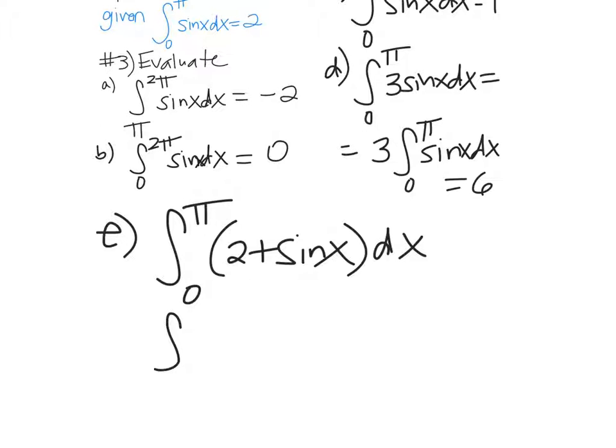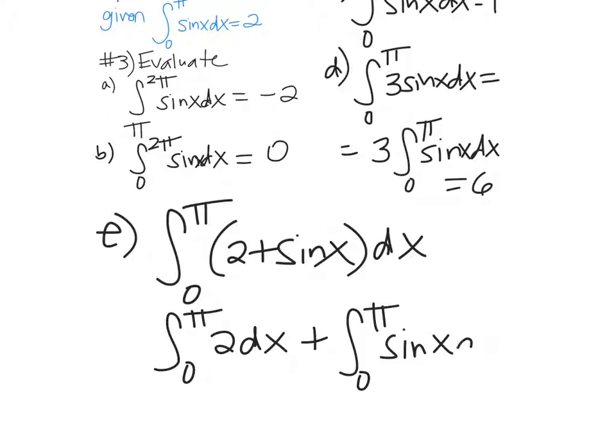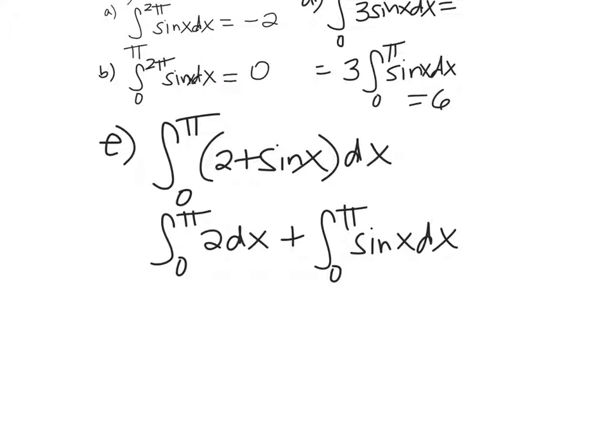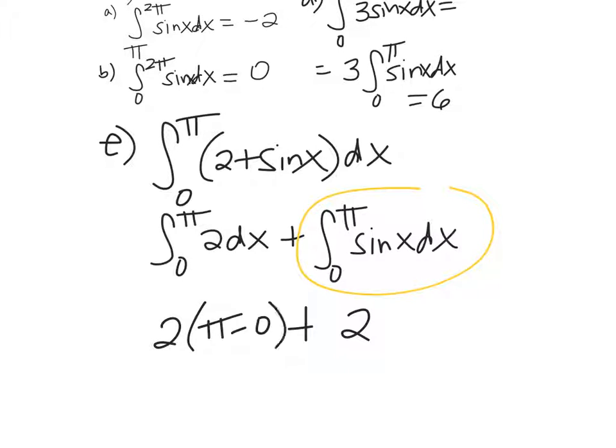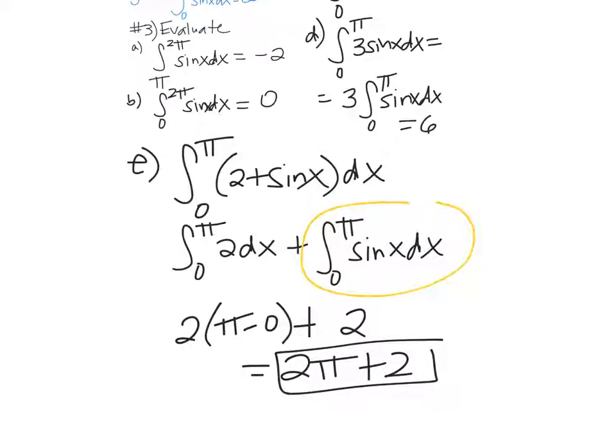This is the integral from 0 to pi of 2 dx plus the integral from 0 to pi of sine x dx. One of them I know for sure, and that's this one right here. They told me what that was. What is it? 2. This one comes from the constant theorem that I just told you. Isn't this the integral of a constant? And how do you find the integral of a constant? 2 times pi minus 0. Yes. So your answer is 2 pi plus 2. It's not 4 pi. It's not 4.